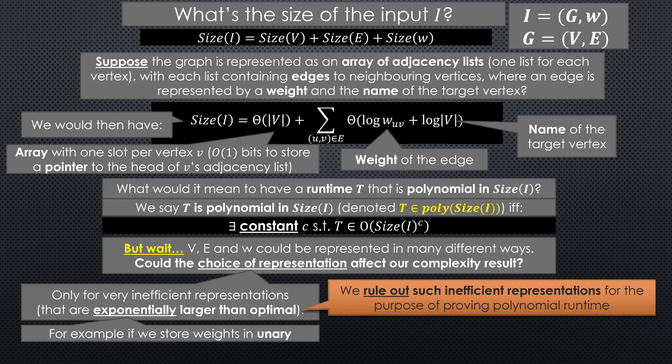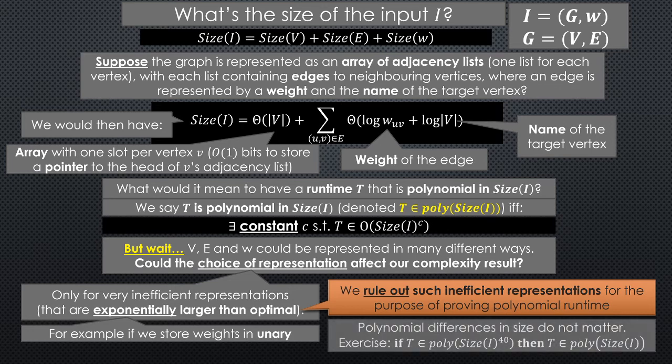So we're going to talk about reasonable representations in this course as being sort of polynomially equivalent or close to optimal within like a polynomial factor of optimal. Okay, and those are going to be the sort of reasonable representations that we're going to use for proving polynomial time. And here's an exercise for you. This isn't a pause and do it. This is a do on your own time.